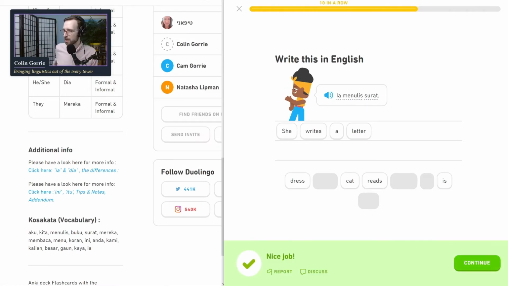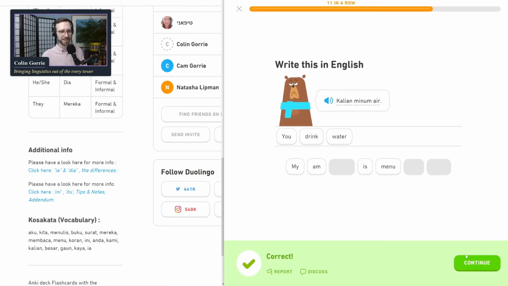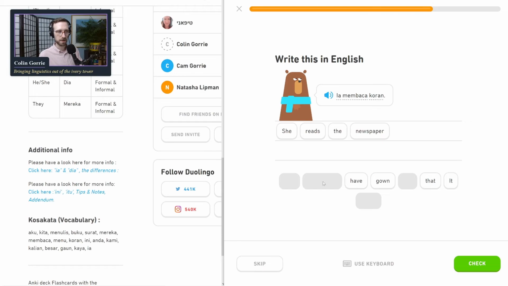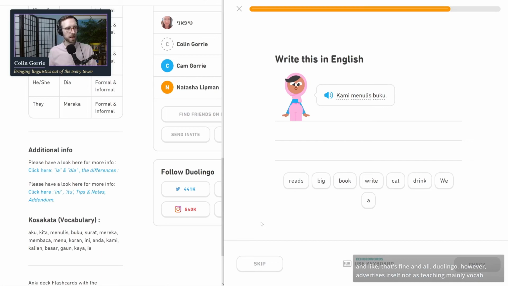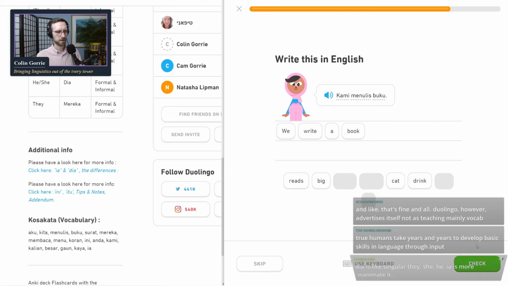She writes a letter. I'm assuming this is correct. Yes. Okay. Kalian minum air. You, plural, drink water. Delightful. Ia membaca koran. She reads the newspaper. Here we have definite in English, not corresponding to anything in Indonesian. Kami menulis buku. We write a book.